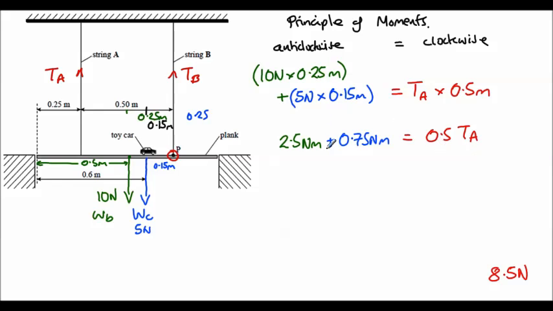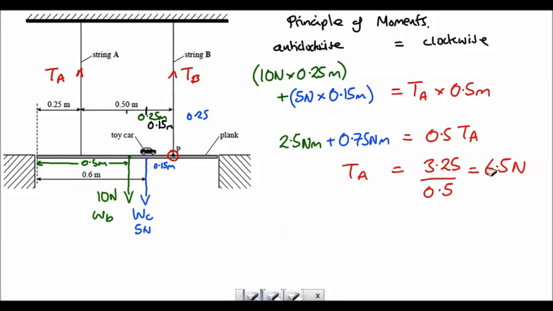So turn the whole thing around, and you end up with TA being those two added together, which comes out as 3.25, divided by 0.5, and you get 6.5 newtons. That actually gets you the correct answer for tension in string A. It's now 6.5 newtons. We now know it.